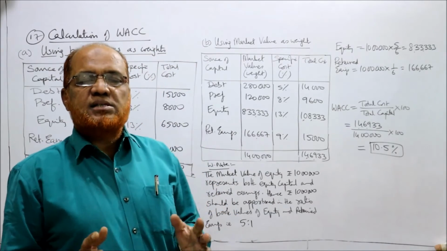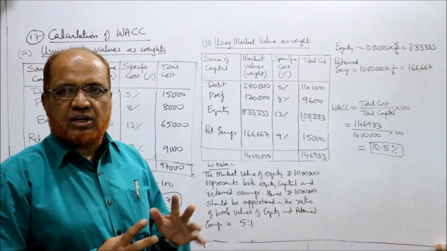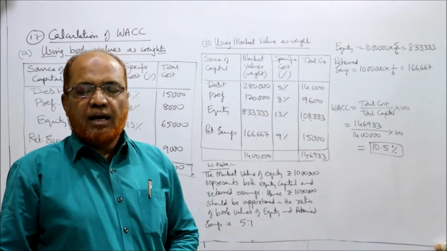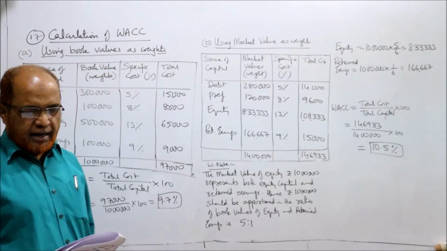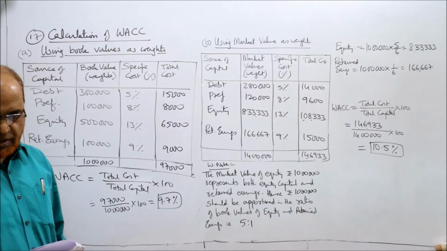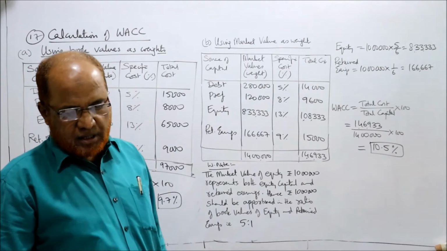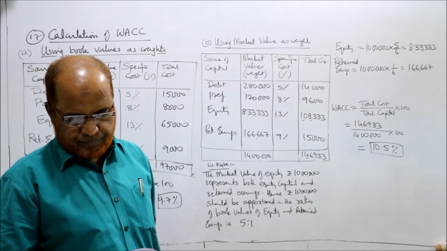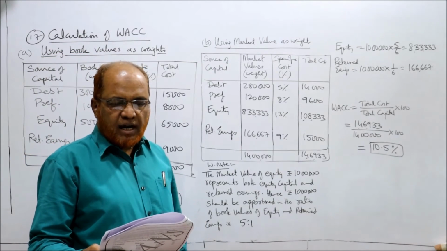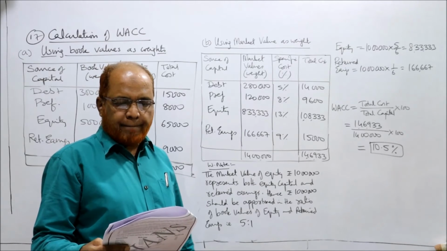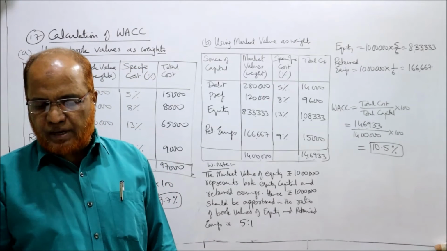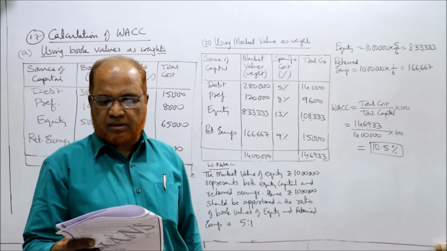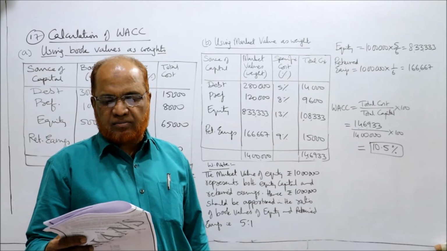How to calculate WACC using book value weights and market value weights. Exactly. The eighteenth problem I am giving you as homework, because it is exactly the same as what we have done in the 17th problem. See carefully. Following is the capital structure of a company. Calculate the overall cost of capital. Overall cost of capital means WACC, weighted average cost of capital, using book value weights and market value weights.